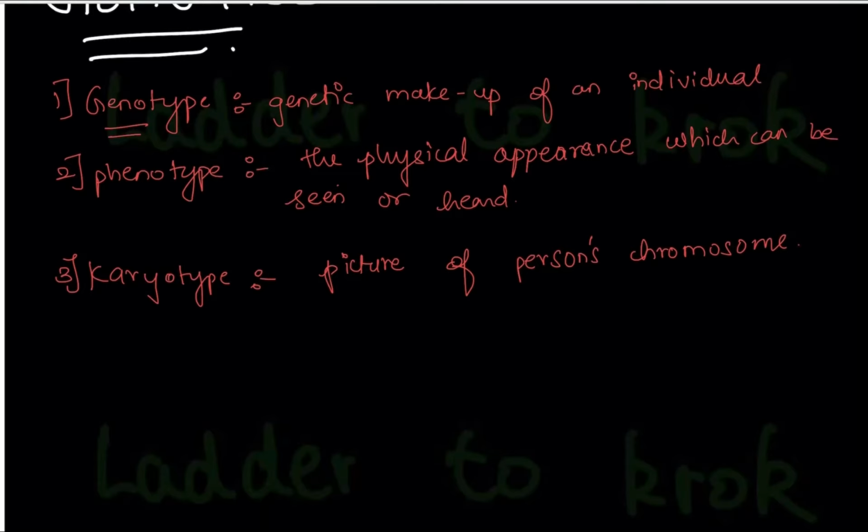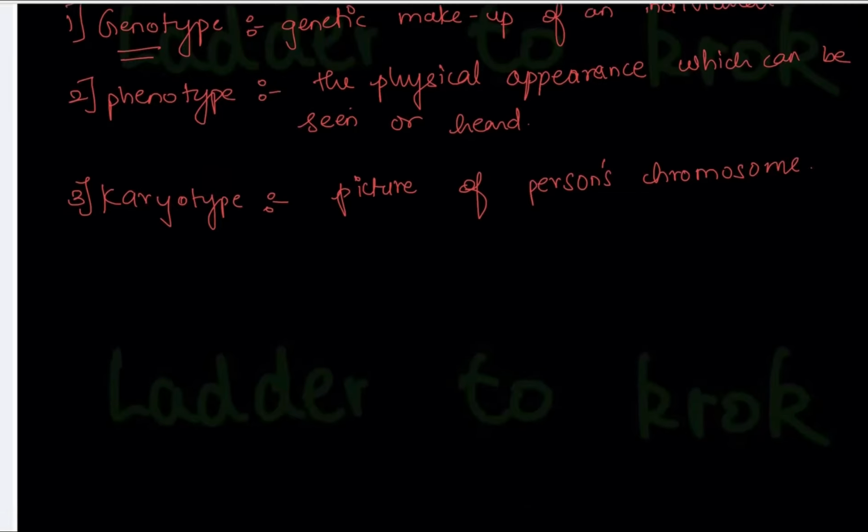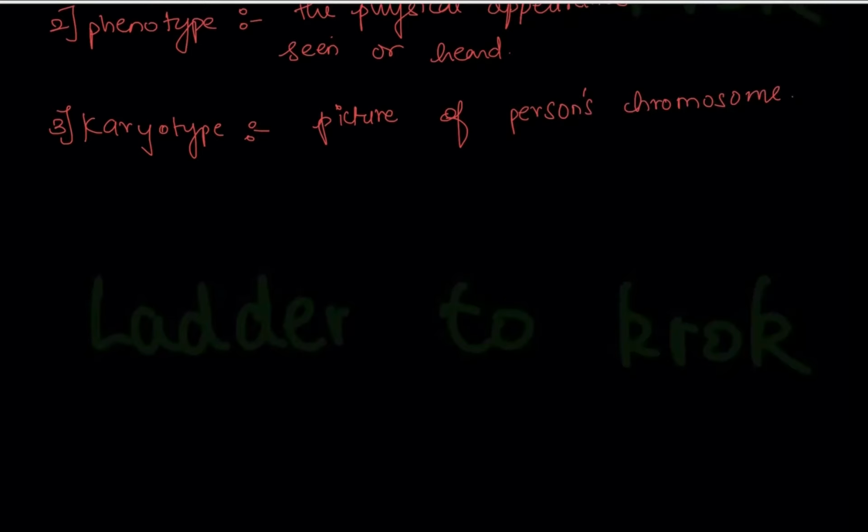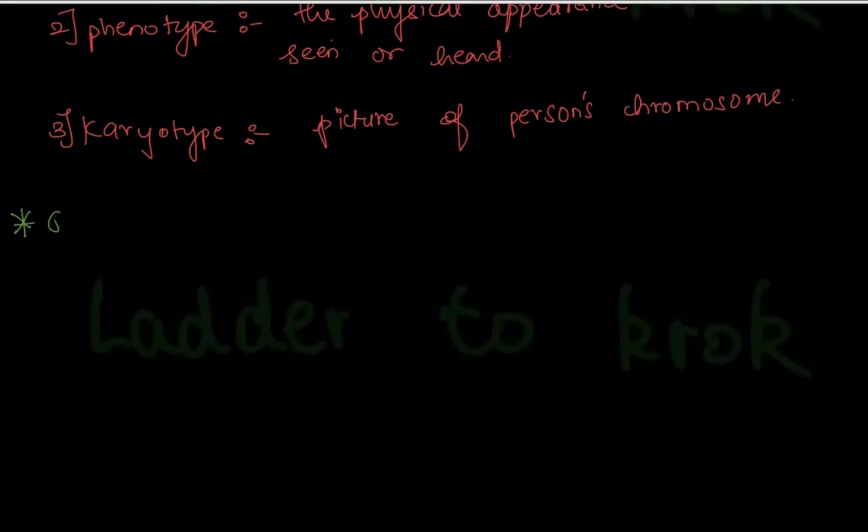Genotype is the genetic makeup of an individual. Phenotype is the physical appearance which can be seen or heard. I hope these three main definitions of genetics are clear to you. So let's move on with something called gene expression. Write down the topic, gene expression. It is the expressing of a gene in an individual.